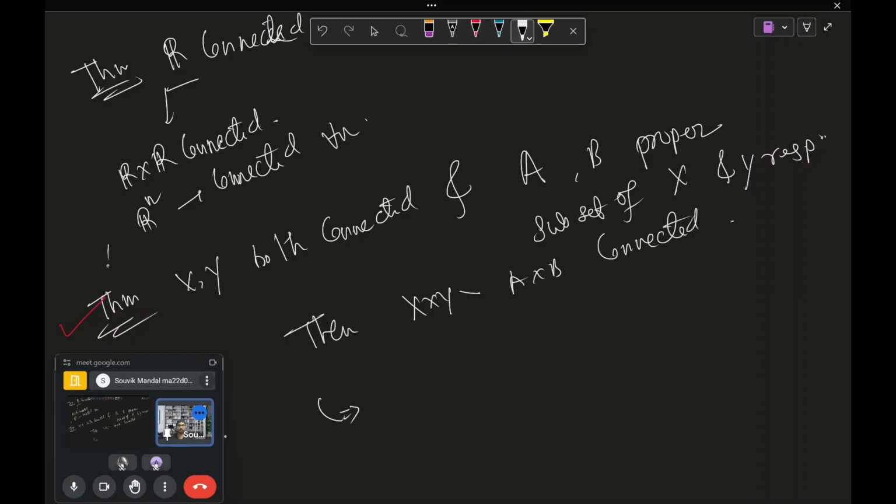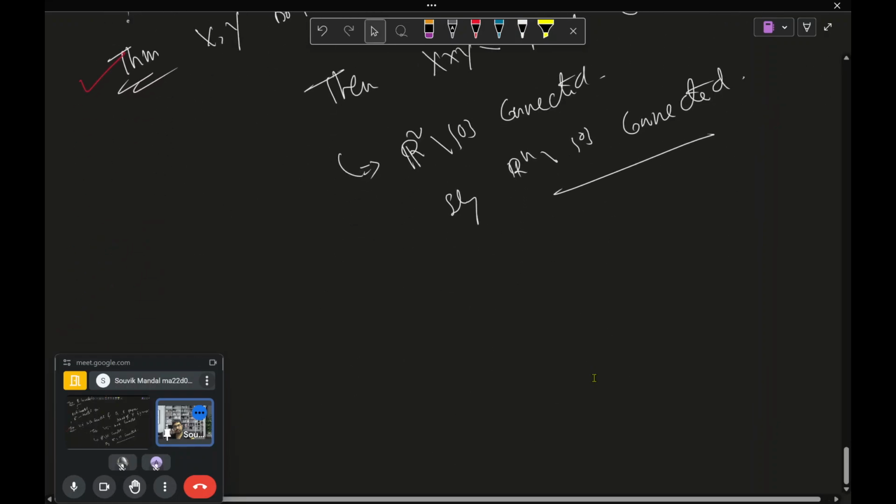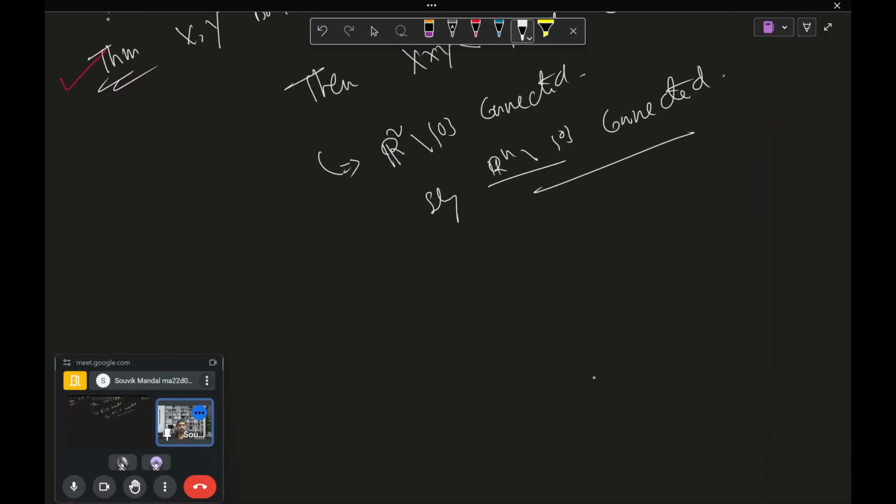So this theorem gives what? This theorem gives R2 minus singleton 0 connected, right? Similarly, Rn minus singleton point connected, right? So what we got? We got R to the power n minus 0 is connected.